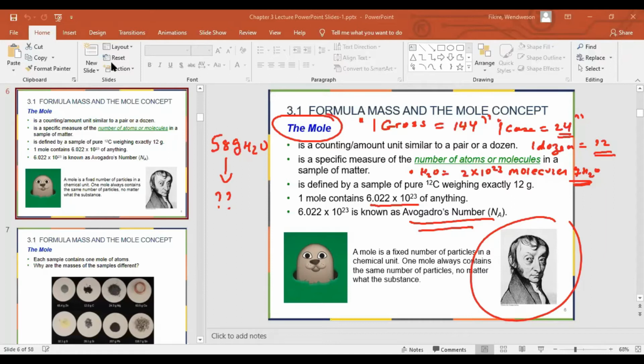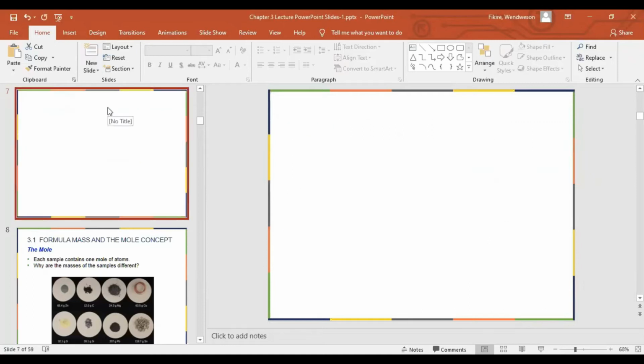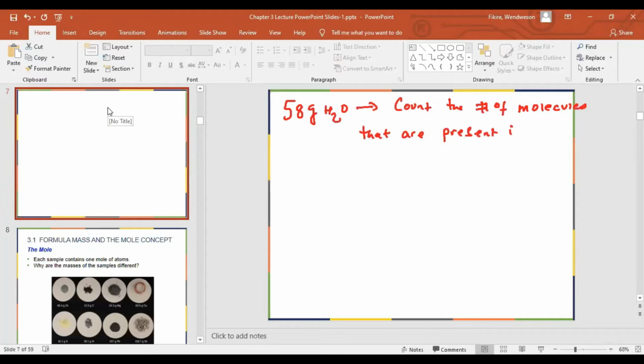I'm going to create a new slide here. Hold on. We're going to be leading to this, and then I'll create a new slide. The question is for everybody. We have 58 grams of water, and we are interested to count the number of molecules that are present in 58 grams of water. Go ahead, Brittany. You can lead us to the point.